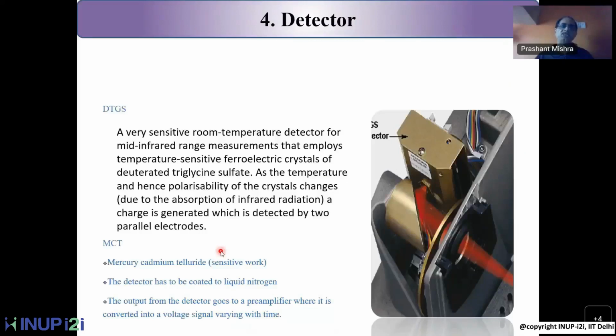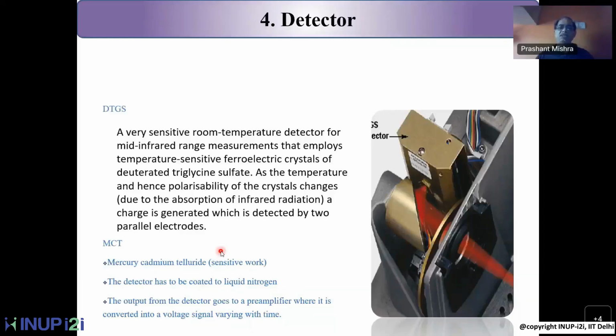So here, DTGS is a very sensitive detector at room temperature. It is for mid-infrared range measurement, and employs a temperature-sensitive ferroelectric crystal of deuterated triglycine sulfate. So this is the one which is making your detector.